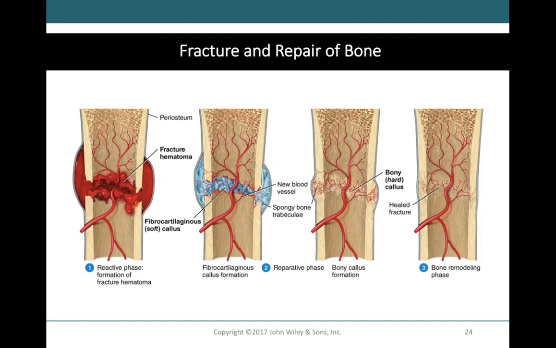This last bone remodeling phase is characterized by the formation of compact bone on the outsides of our bone. Remember, we have this layer of compact bone on the outside and spongy bone on the inside. So that spongy bone that was formed during the bony callus formation is going to eventually turn into compact bone, and then our osteoclasts are going to start cleaning up the sides, and this is going to return our bone shape relatively back to normal.